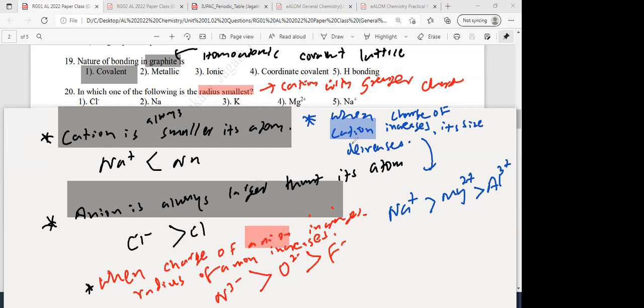Yes, question 20. At least now, when I explain halfway through, you should be able to post the correct answer. Those who have not done it, after my explanation, try to put the answer in the chat. Otherwise, I don't know whether you have understood this or not. That's why I'm asking you to put the answer. Okay, so radius smallest, what? Cationic radius is anyway smaller than the atom, so it should be a positive charge ion. Which one has the higher positive charge? Mg2 plus. The answer is the fourth.